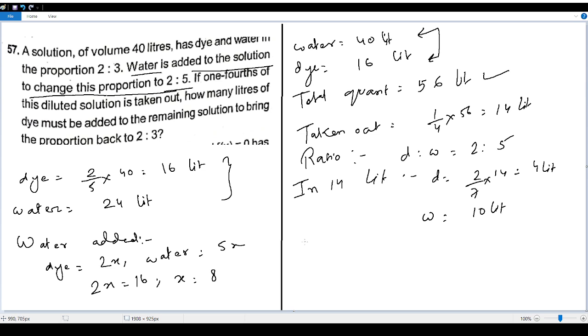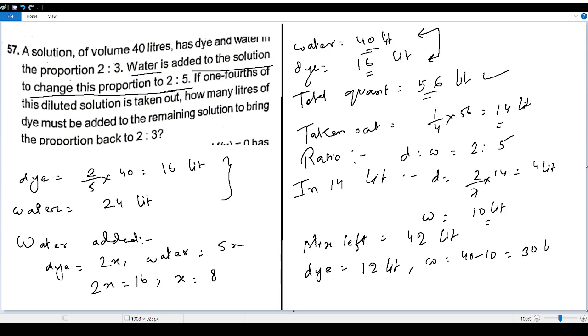So that means mixture left, how much? 56 liters was earlier there, 14 liters has been removed. So how much is present? 42 liters is present. In this 42 liters, how much is dye? 16 liters was there, 4 liters has been removed. So 12 liters is the amount of dye. What is the amount of water? 40 liters was there and 10 liters was removed. 30 liters is left. Till here did you understand?